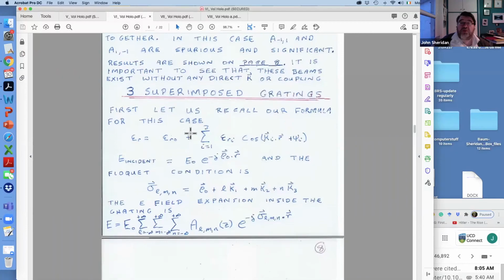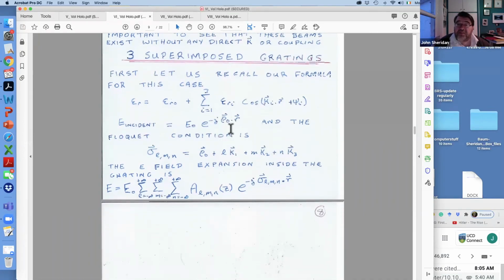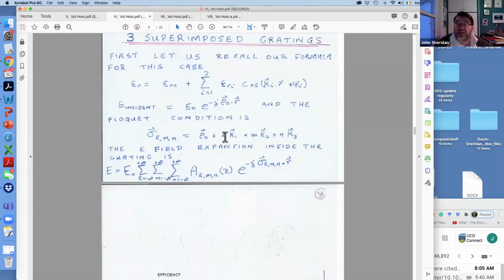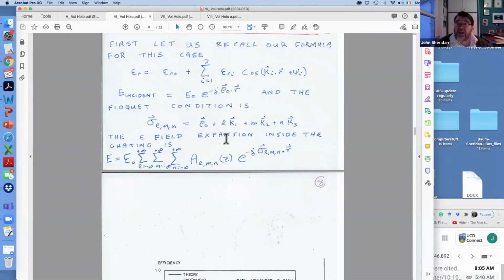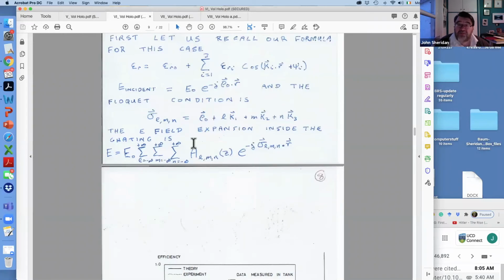So, 3 superimposed gratings. We recall our formula in this case. We now have an average permittivity, we've got some modulation, and we've got 1 to 3. So we've got 3 of these gratings. We've got an incident beam. We've got our Floquet K condition, and now we have an integer K1, an integer K2, and an integer K3. These are all the possibilities that we can get for diffraction order. So our input plus all of these. And of course, this could be 0, this could be 0, and this could be 1. We'll be back to the simple case that we had before, direct coupling, but we can also have these multiple couplings. And in general, as I said, they're not going to have a lot of power, but sometimes they can.